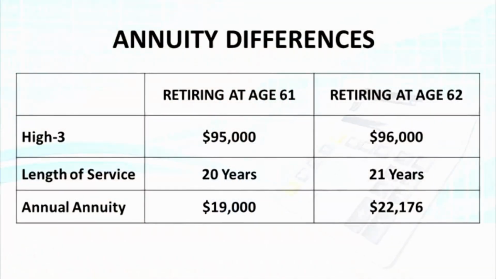Now, I'm going to also show you the next chart that illustrates Jimmy deciding between ages 61 and 62. You'll see that I have a high 3 here of $95,000 compared to $96,000. And instead of, say, 20 years of service, now he has 21 years of service. So his annuity, instead of $19,000, would be some $22,176. So what we have here then is a $3,176 annual pension increase for him. Remember, in this case, he turns 62 and gets the extra 10% because he now gets that enhanced annuity formula.